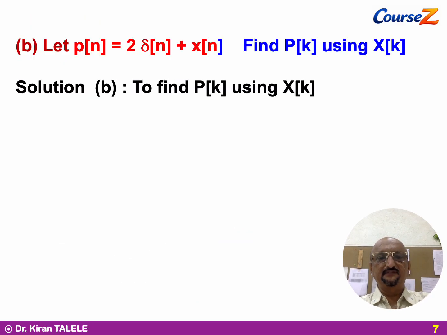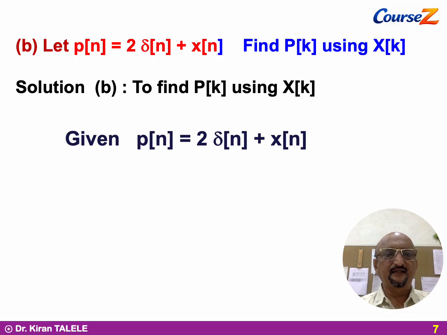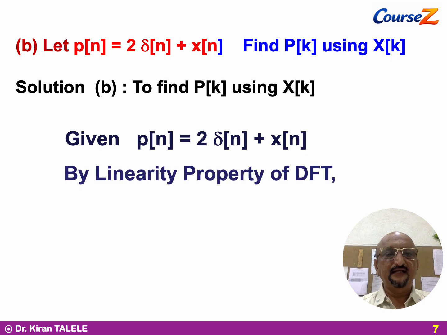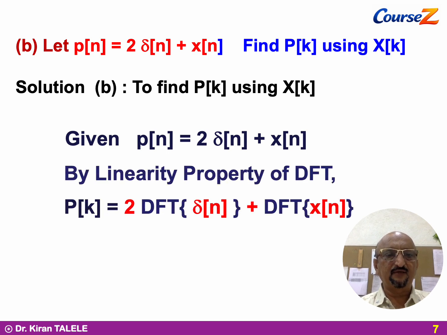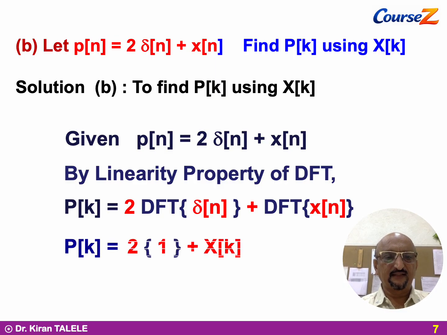P of n is 2 times delta n plus x of n, and we want to find P of k using X of k. To find P of k using X of k, first we have to write P of n in terms of x of n, which is ready-made given here. Apply the DFT property. By applying the linearity property of DFT, we get P of k equal to 2 times DFT of delta n plus DFT of x of n. DFT of delta n is always 1, so 2 into 1, and DFT of x of n is X of k. So P of k is 2 plus X of k.